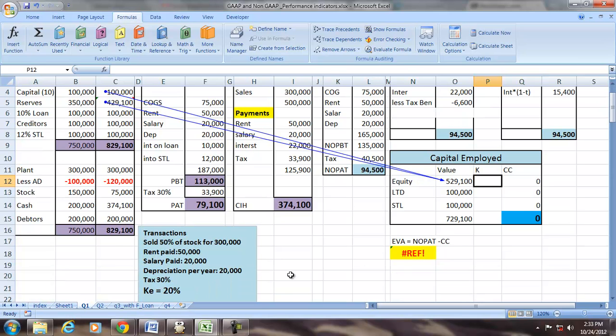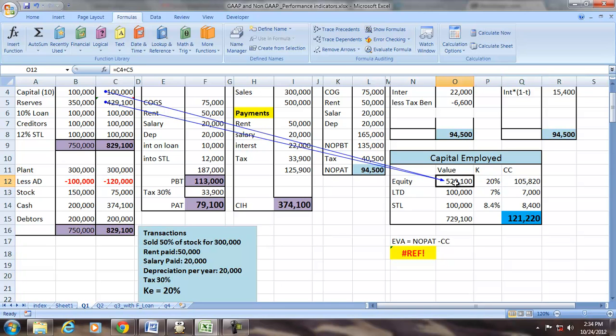The cost of equity is given. The cost of equity has been given as 20%. So we take 20% as the cost of equity. For the long-term debt, the rate of interest is 10%. The cost is I into 1 minus T. So 10% into 0.70, and in case of short-term loans, it is 12% into 0.70. So 8.4% is the cost of debt for short-term, 7% is the cost of debt for long-term, and 20% is given as the cost of equity.